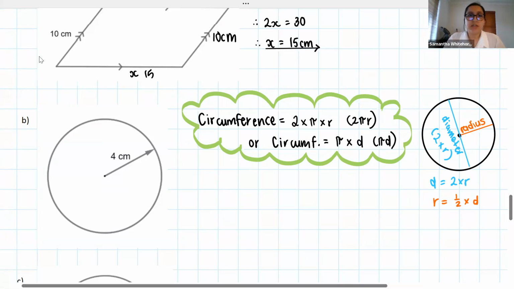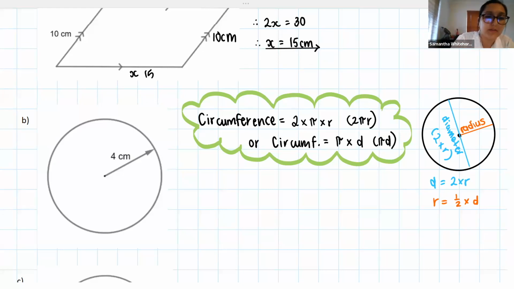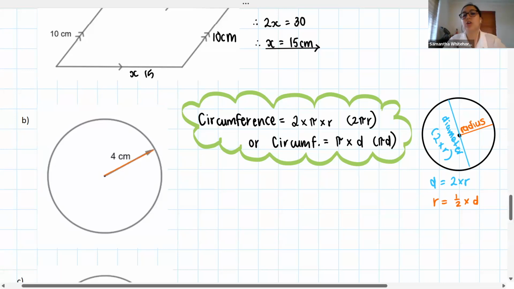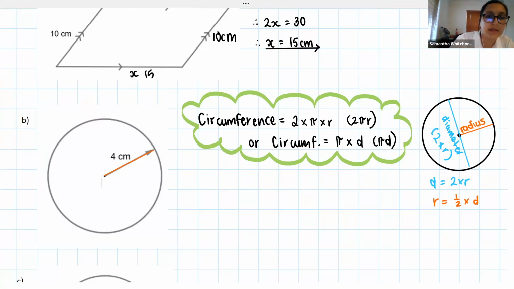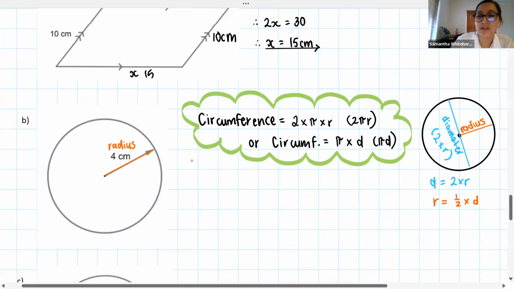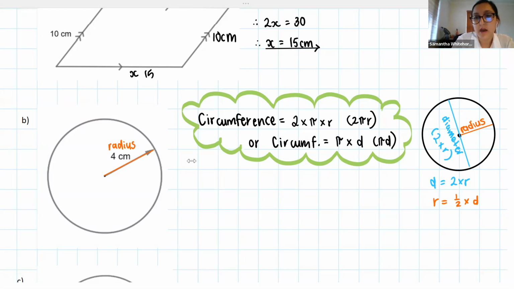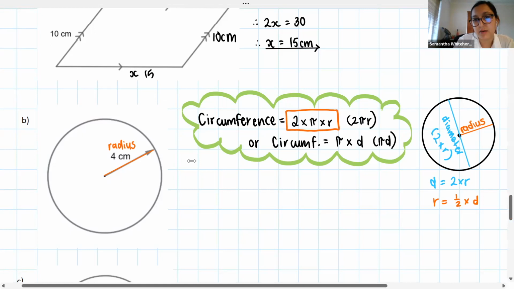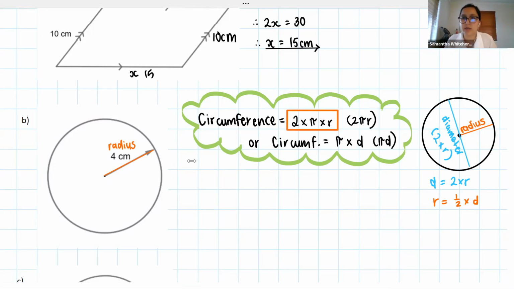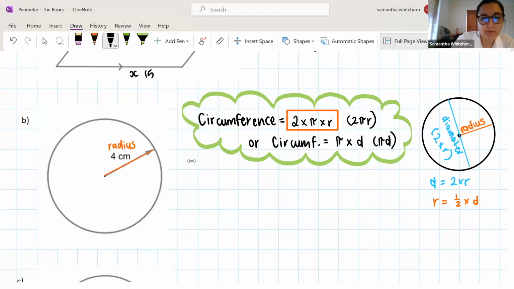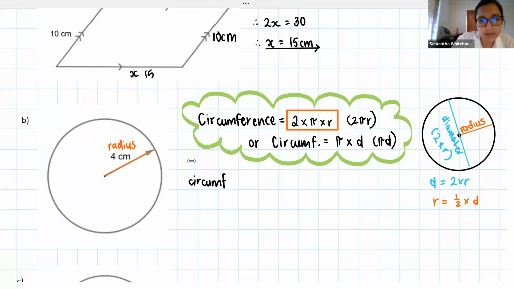If we now go to the question that I have given you, we can see that in this case, I have given you the radius. I've got a line from the center of my circle to the circumference. And so the information here is the radius. Because I've been given the radius, I personally would just go and use the formula that deals with radius. There's no point in trying to do extra work. So using my radius formula for circumference, I know that my circumference is equal to 2 times pi times the radius, which is 4.